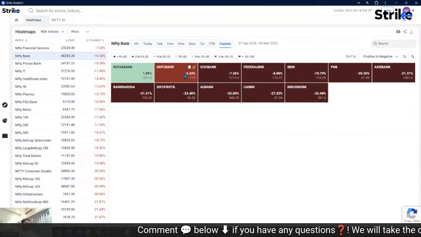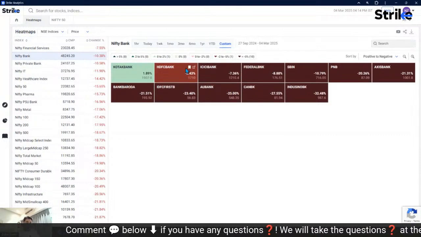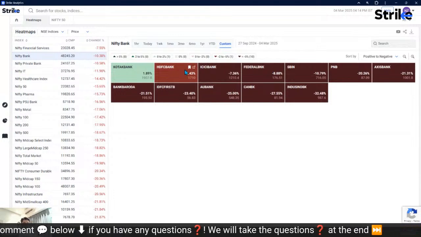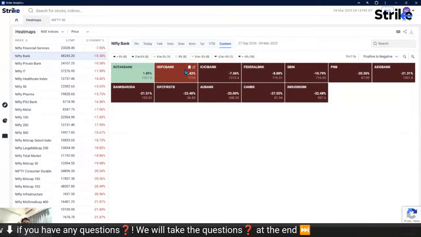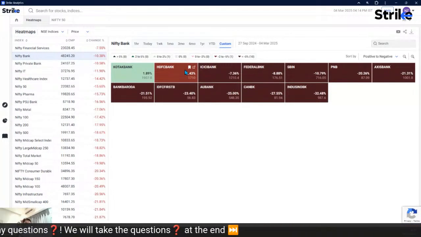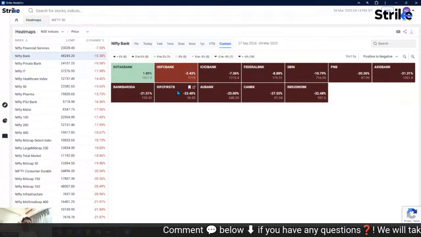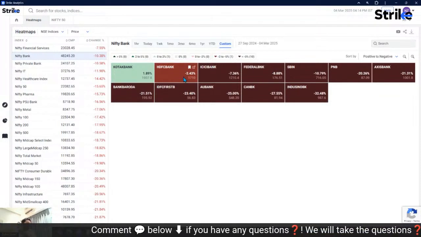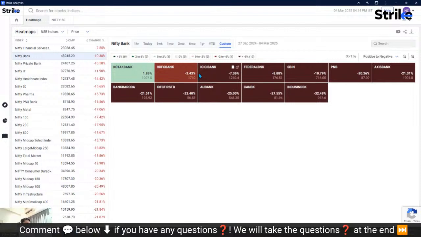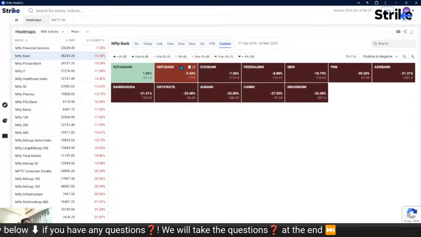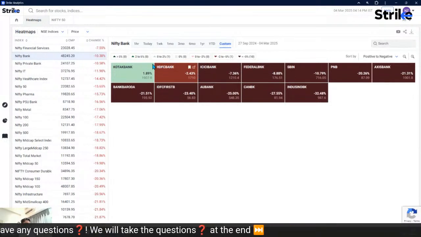Kotak Bank, HDFC Bank. This is a very good way to analyze the market and understand when Nifty is down but Bank Nifty is outperforming. And HDFC Bank, the heavyweight in Nifty, is down by only 2%. So it has held its head high during this fall.